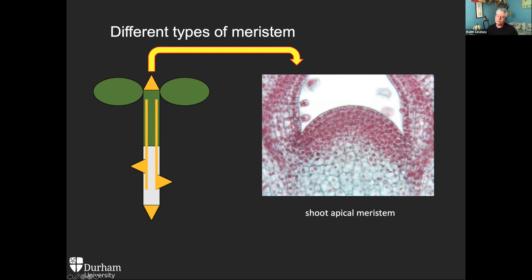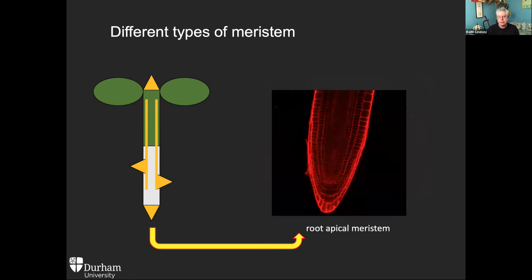So you have this group of cells, the meristematic cells, that retain this undifferentiated stem-like condition. And it's very interesting to understand how that stem-like state is retained. There's quite a lot understood about the molecular basis of that. At the other end of the plant, you've got the root apical meristem.